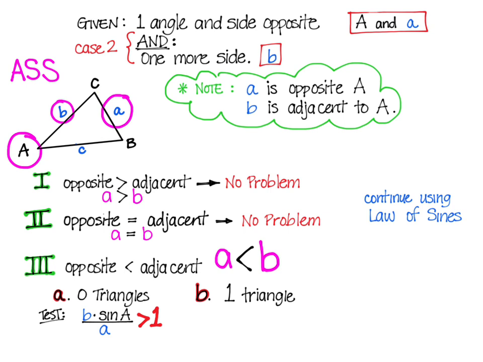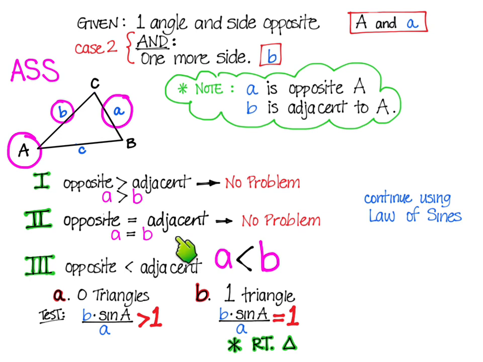Again, how will we know? I wish there was a test. It's the same exact test as this one, except for this case, B times the sine of A divided by A would equal 1. When you plug it in your calculator, it's just going to say 1. When that happens, we know there's one triangle, and it's a very special triangle. It is a right triangle.